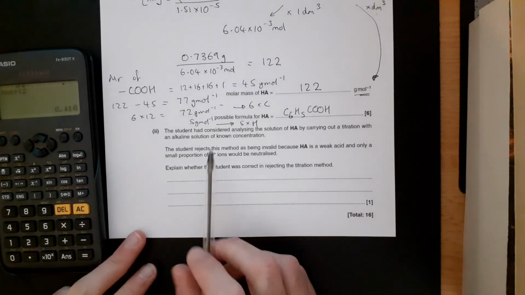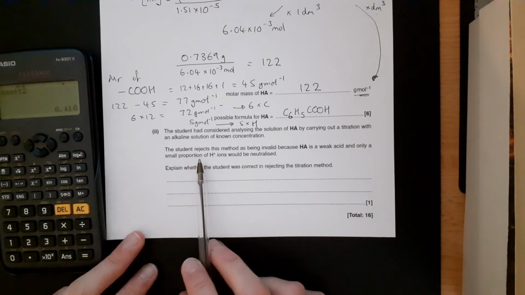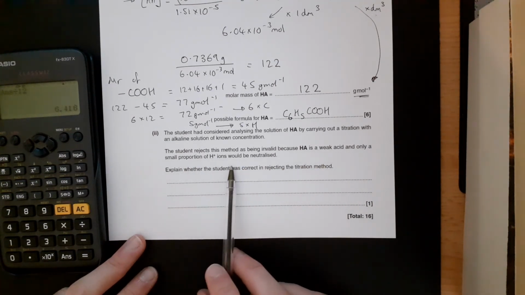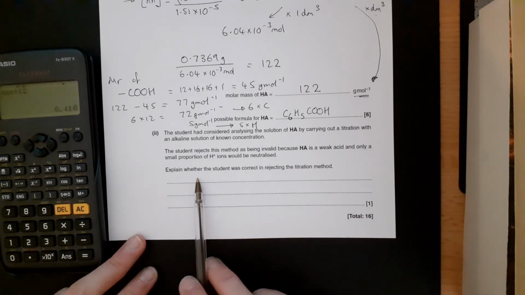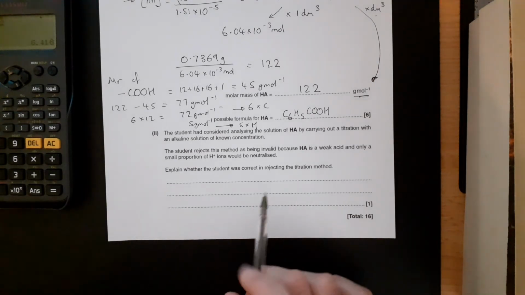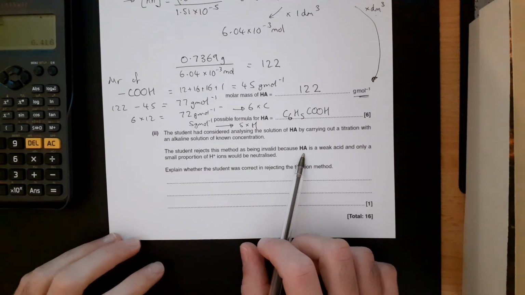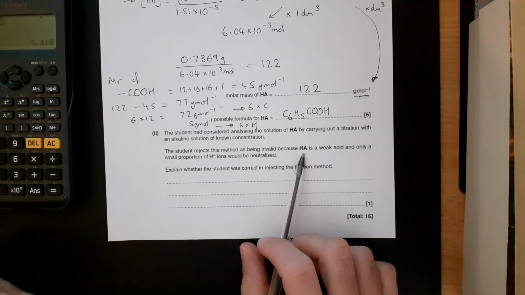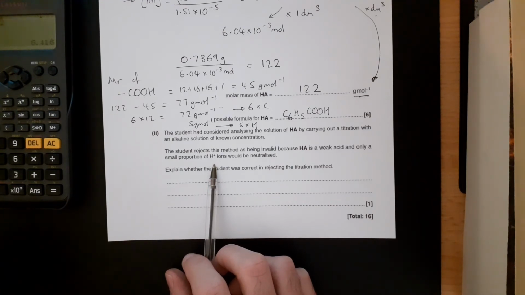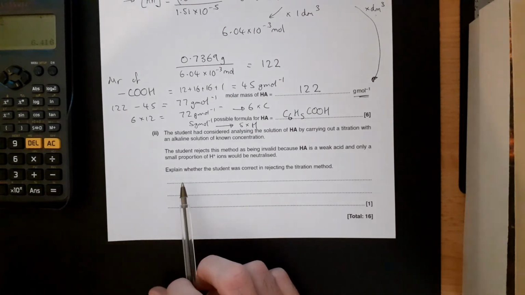Right, finally, the student had considered analysing the solution by carrying out a titration. The student rejects this method as being invalid because it's a weak acid. Only a small proportion of H+ ions would be neutralised. Explain whether the student was correct. So this is a strange question, and what the student is saying is, this isn't going to work, right? Because it's just a weak acid, it's only going to partly dissociate. So you're only going to neutralise the H+ ions that have dissociated. And then all the ones that are still part of the molecule, they're not going to have reacted. So you're going to end up with the wrong answer.